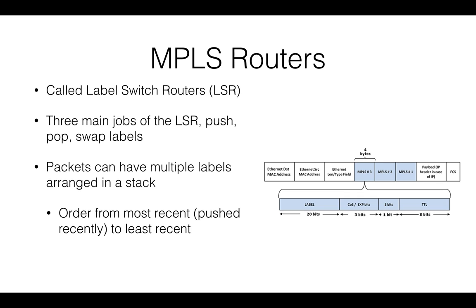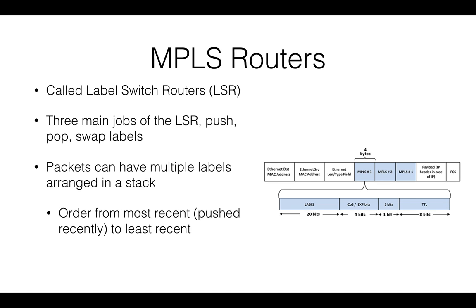So our routers have three main jobs dealing with labels. Number one, they can push a label, meaning they're going to add a label to a packet. They can pop a label, meaning they're going to remove a label from a packet. Or they can swap labels, meaning they're going to take a label off and put a new one back on, so they're kind of changing where that packet should go next.